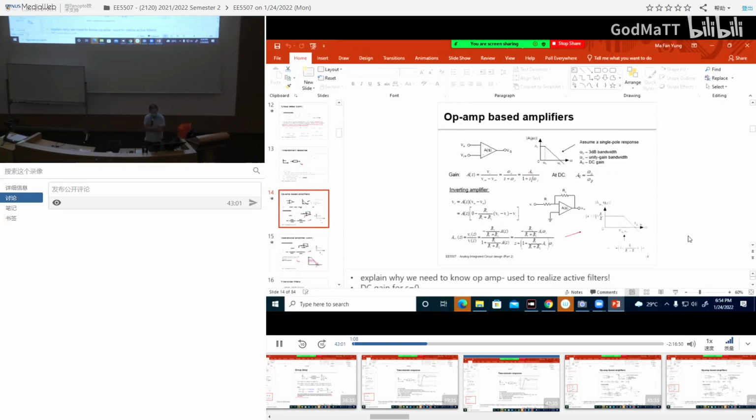Okay, so now we come to something useful. Before we talk about op-amp based filters, we need to talk about op-amp based amplifier. So what is the purpose of an amplifier? To amplify something. Basically it's to give it some gain.